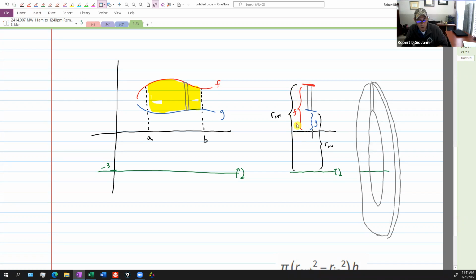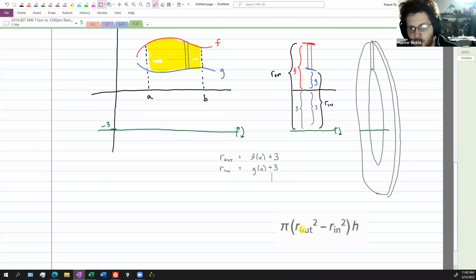But we're trying to go from here all the way down to here. We know that this distance is 3 as an absolute value, isn't it? And this distance is also 3. So R out would be the F function plus 3, and the R in would be the G function plus 3. See, the 3 accounts for that additional shifting of that axis of rotation. And then once you have that, you just plug them in.